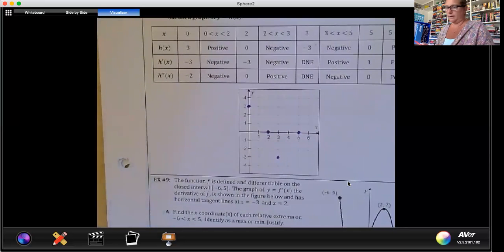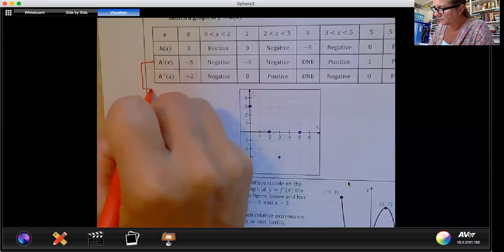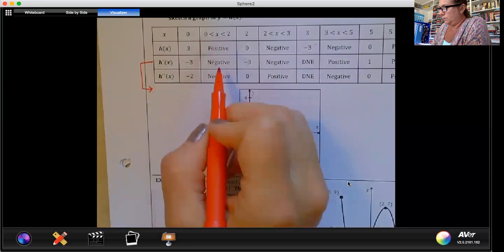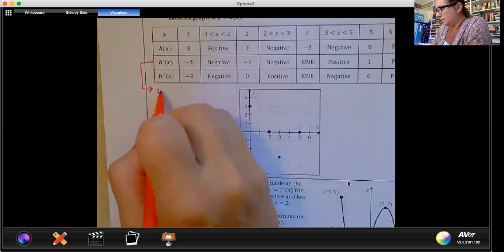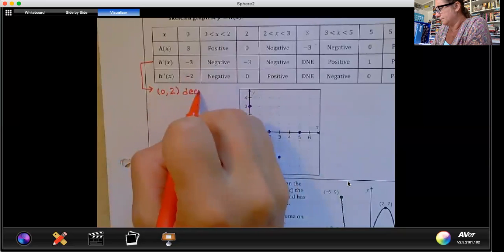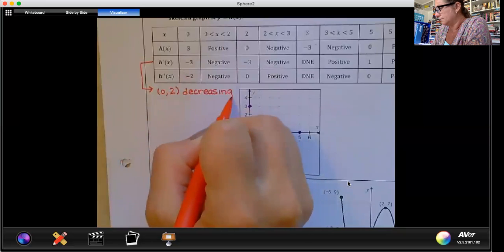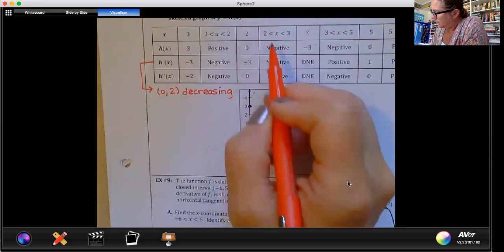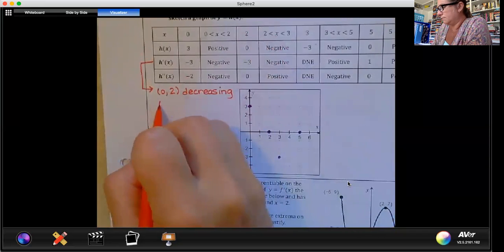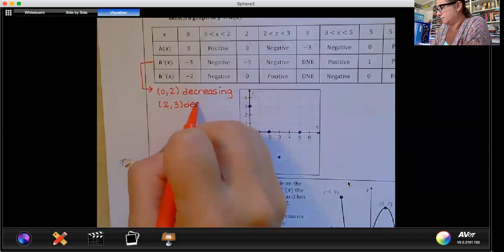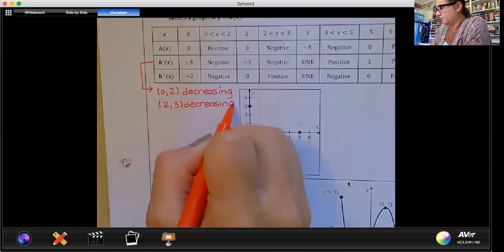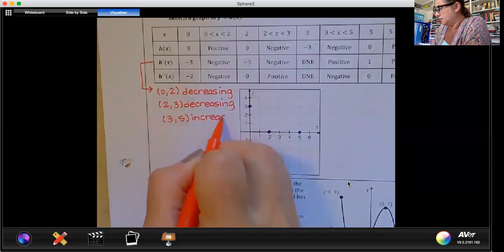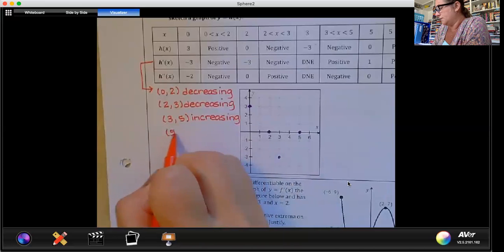Now we're going to look at h prime. On the interval from 0 to 2, it is negative. That means from 0 to 2, your graph is decreasing. First derivative: increasing or decreasing. On the interval from, let's see, it looks like 2 to 3, we are still decreasing. On the interval from 3 to 5, we are increasing. And on the interval from 5 to 6, we are increasing.